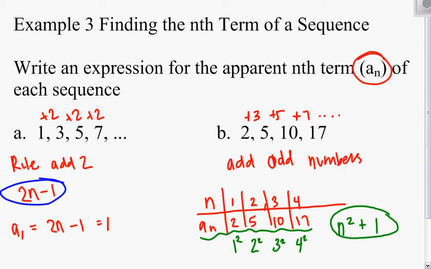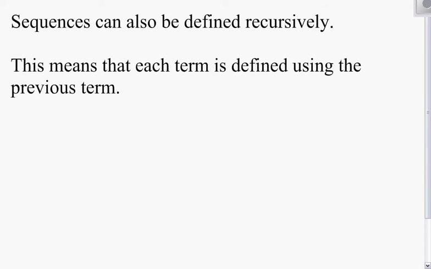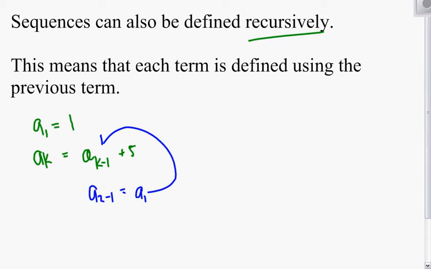Okay, we also have something called a recursive sequence. We're almost done for today. They can be defined recursively. This means that each term is defined using the previous term. So if a sub 1 is 1, a sub k is equal to a sub k minus 1 plus 5, which means that if I had, let's say, 2, I wanted to find out what the second term was, but I only knew what the first term was, I can plug the 2 in here, and I would have a sub 2 minus 1.